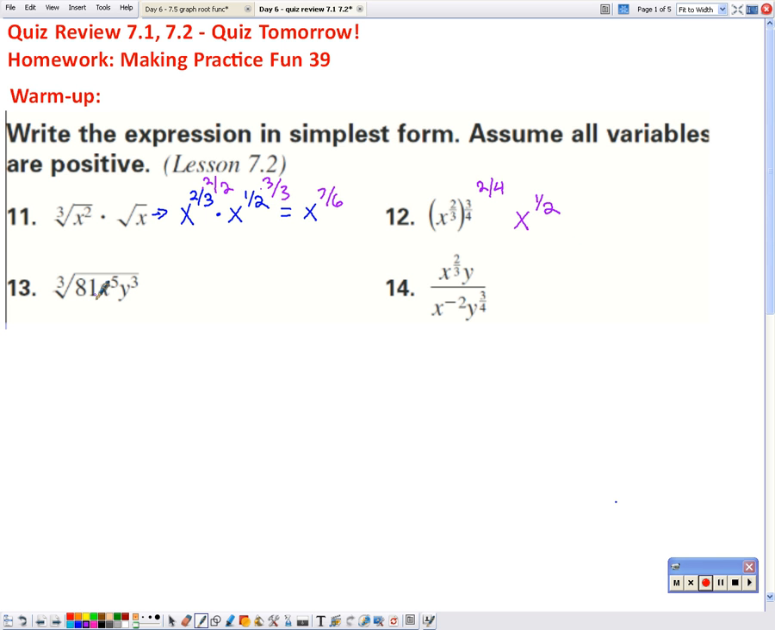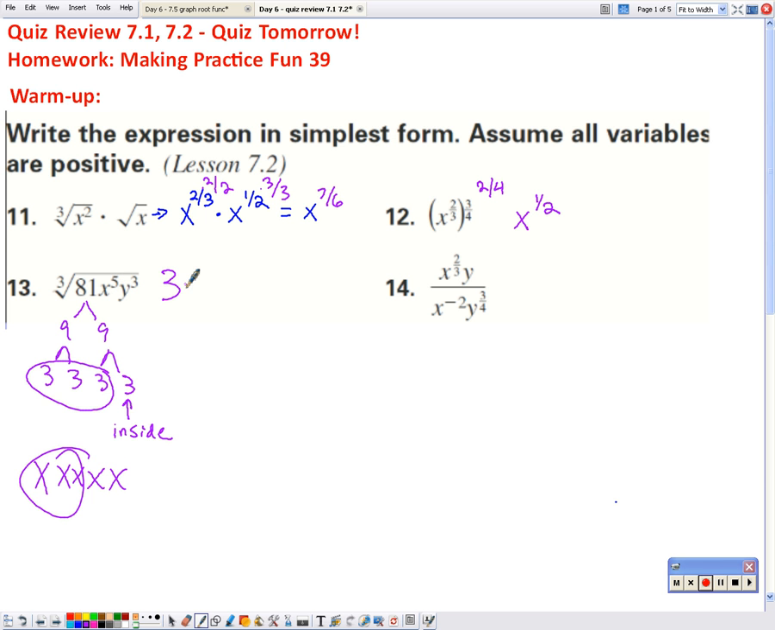Number 13, I have the cube root of 81. So I'm going to break that down to 9 and 9, which I'm going to break down to 3, 3, 3, and 3. Here's my perfect cube. It's going to come outside. This little 3 I'm going to hold on to, it's going to stay inside the radical. I'm going to move on to my variables. I have x to the 5th. If you like to do it this way, do it this way. That comes out. These are going to stay inside. Another way, of course, is to say 5 divided by 3 divides 1 time with 2 left over. The cube root of y to the 3rd is just y. And then I'm going to keep my 3x squared inside because they are not perfect cubes.